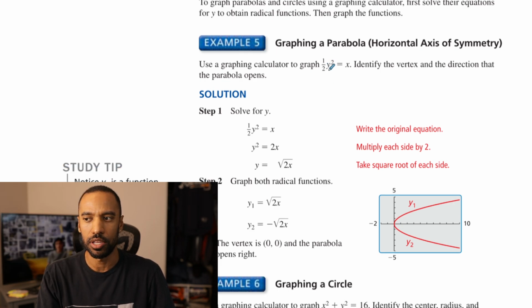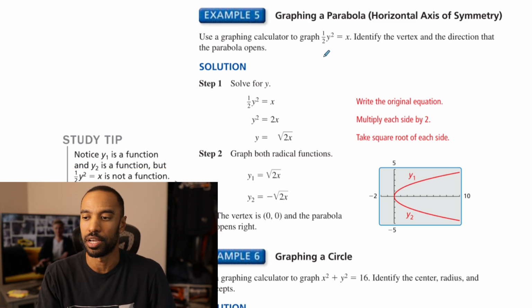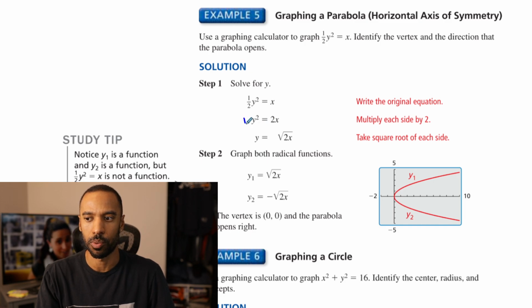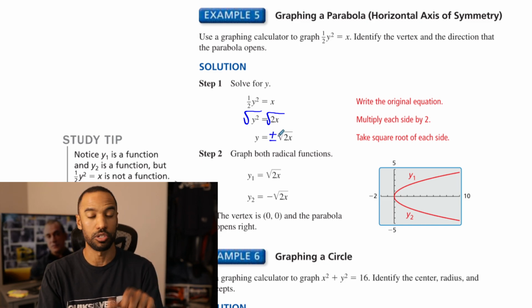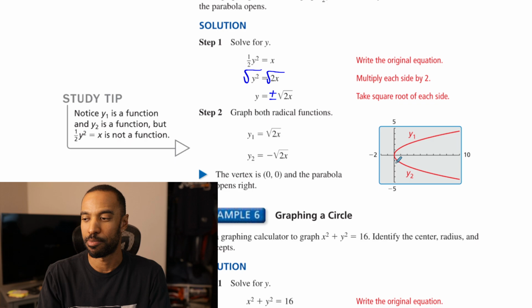But in this case, they want you to solve for y. Your graphing calculator only knows y equals, at least the TI-83 does. So you got to get y by itself. We have to multiply both sides by 2 and take the square root of both sides. But if you recall, this should be plus or minus the square root of 2x. That means there are 2 different equations. To make a full parabola, this is not a function. It fails the vertical line test.